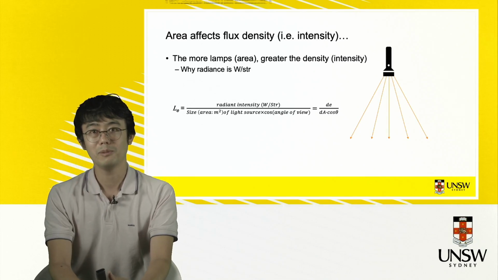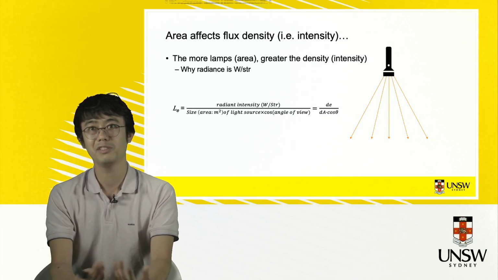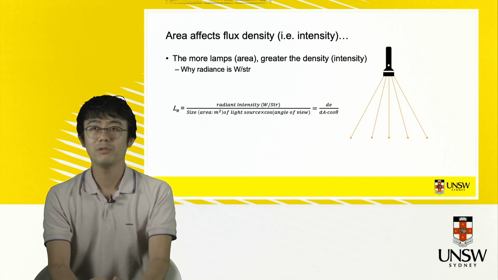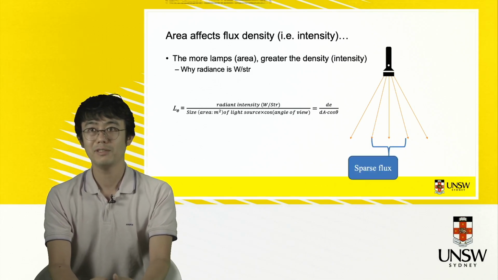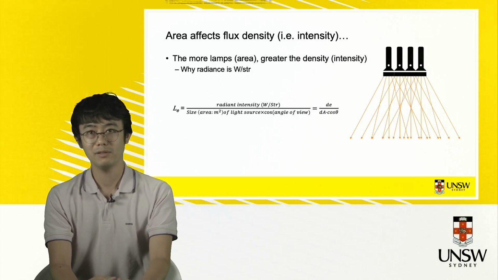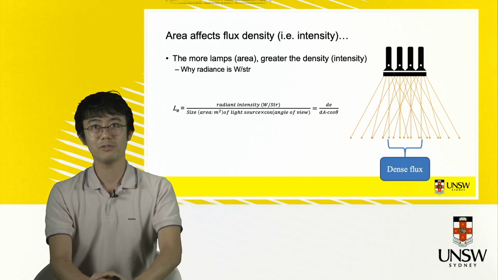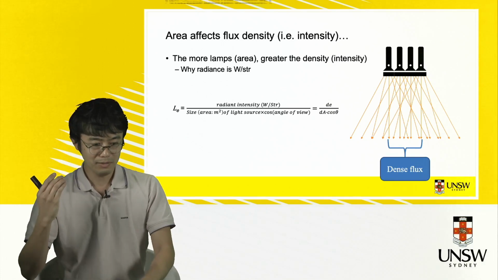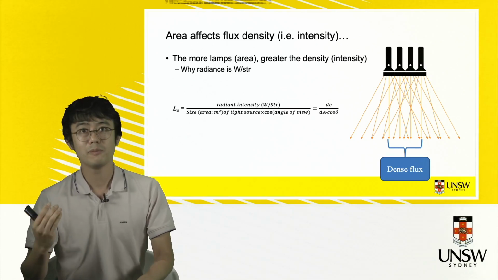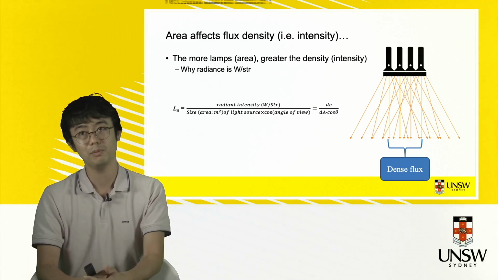Here is one torch. You can see that the density of the flux isn't very dense. It's pretty sparse. What if we increase it to 2 torches? So sparse flux, increase it to 2 torches, 3 torches, 4 torches. We're adding fluxes to each steradian to the same area. So now you get a very dense flux. So when you're talking about intensity from a light source, you have to consider the size as well if you can't assume it's a point source.